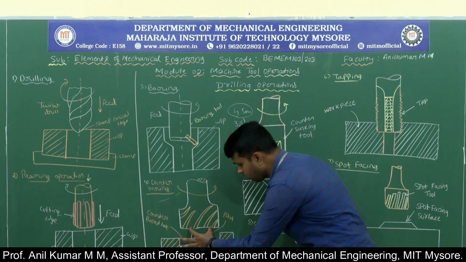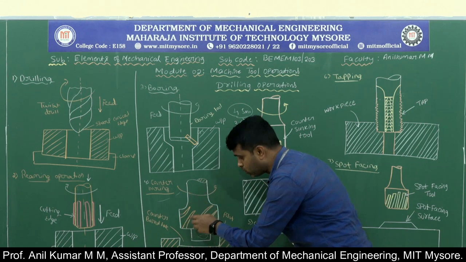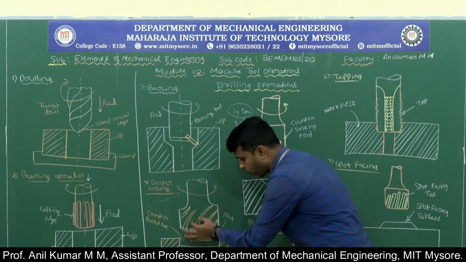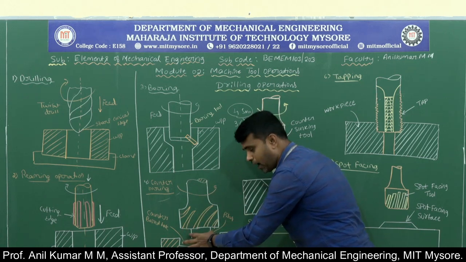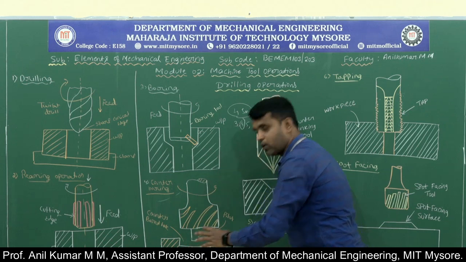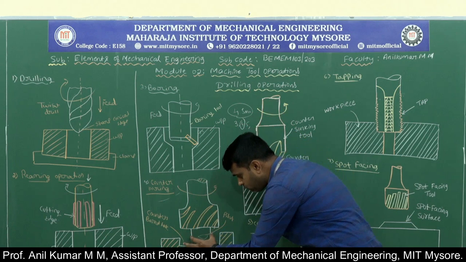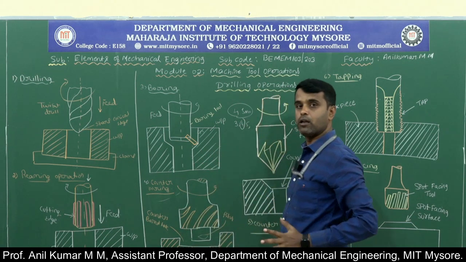Okay, see here there is a small projection that will be provided on the cutting tool. It is a cylindrical shaped tool having the cutting edges on its periphery. We can call this projection the pilot. This pilot diameter is similar to the diameter of the hole, and this pilot will maintain the alignment between the tool and the workpiece material.